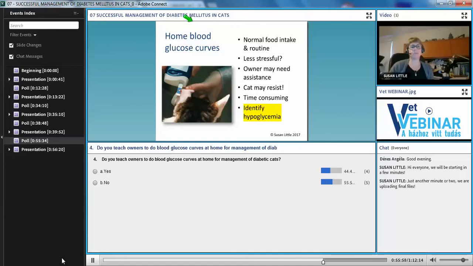Certainly not possible for all cats by any means, and it's not possible for all owners. But when it is, of course, we do like to get owners to do this at home. So looks like most of you have voted, and actually it's about half and half. So about half of you do teach owners to do it at home, and about half of you don't.